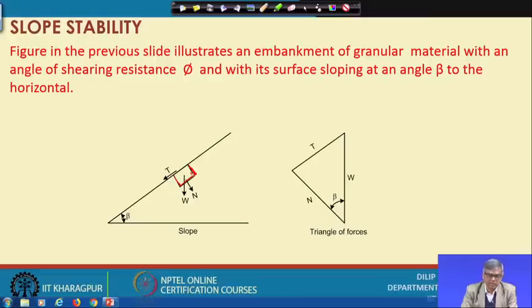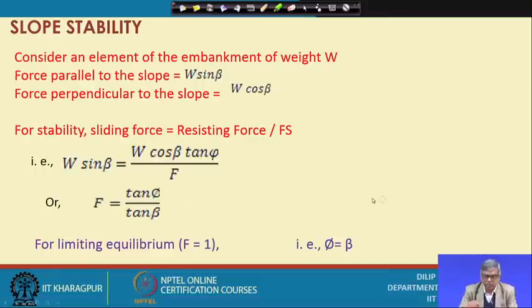Then what are the forces acting on it? There will be a normal force, there will be a gravity force, and since it is a slope, it will try to move this way. So there will be a horizontal component in this direction, and based on the equilibrium of this, if you draw a force polygon, it comes like this: W here, N is here, T is here.